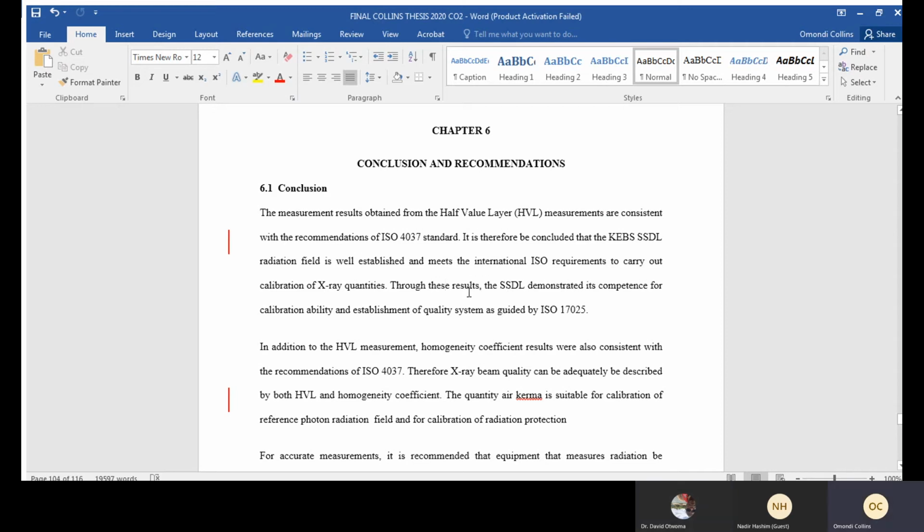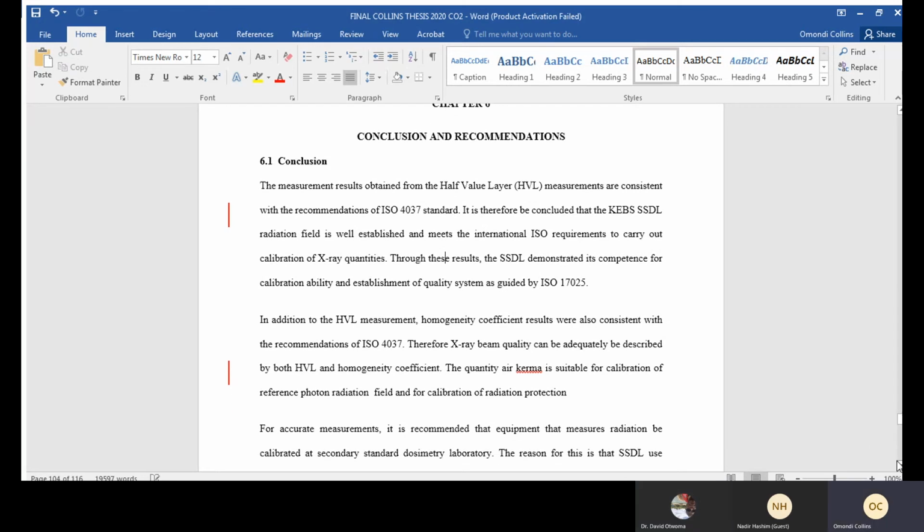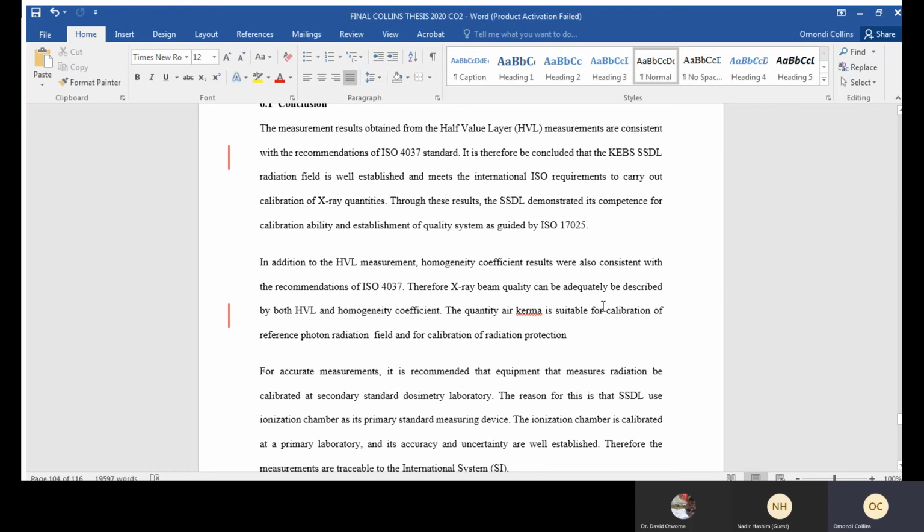So it also demonstrates that, through this characterization, we can use it to demonstrate our competence as a lab. That whatever we do in the dosimetry laboratory, the results are competent enough for this work. Then the second conclusion is that through that half-value layer measurement, the ranges are also consistent with ISO 4037, and therefore the quantity air kerma is suitable for calibration.